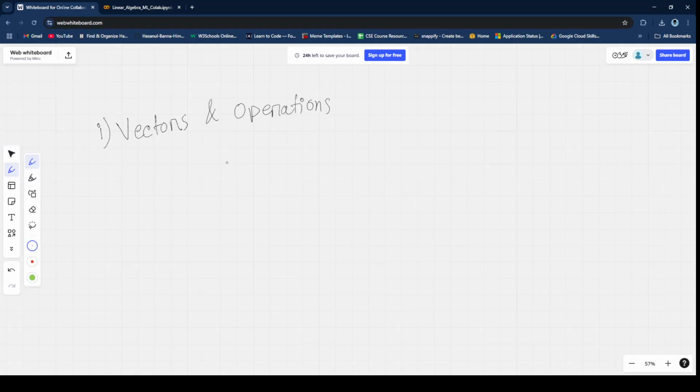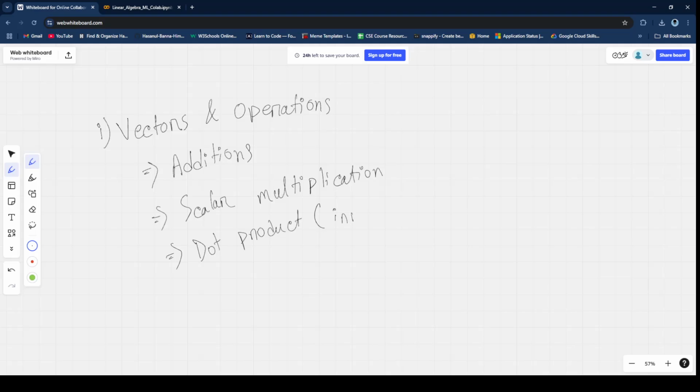Now if we come to the vector operations, we have a few operations on vectors. We will be covering addition, scalar multiplication, then the dot product, also called the inner product, and these are the operations. Also, one thing we will be covering is the norms.